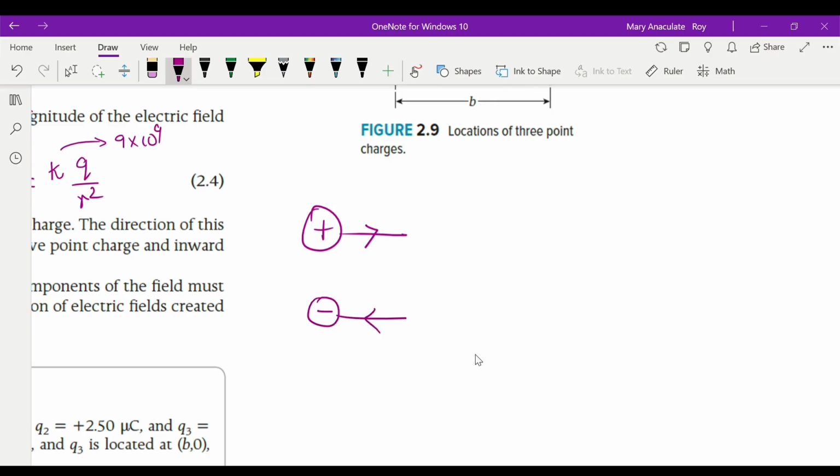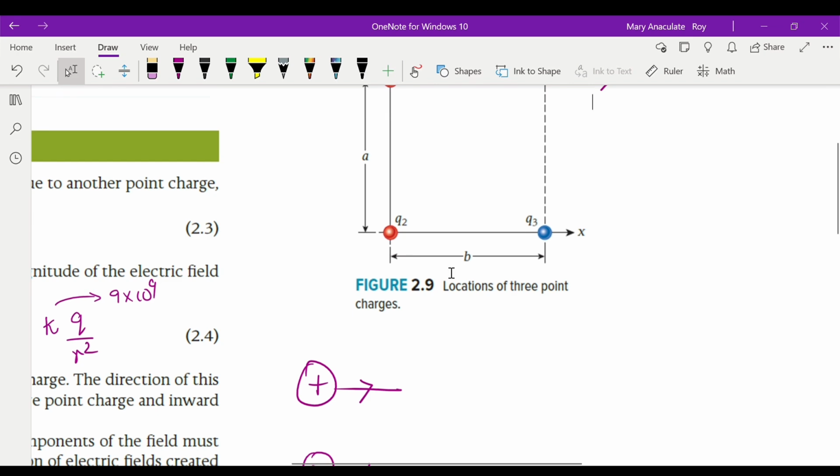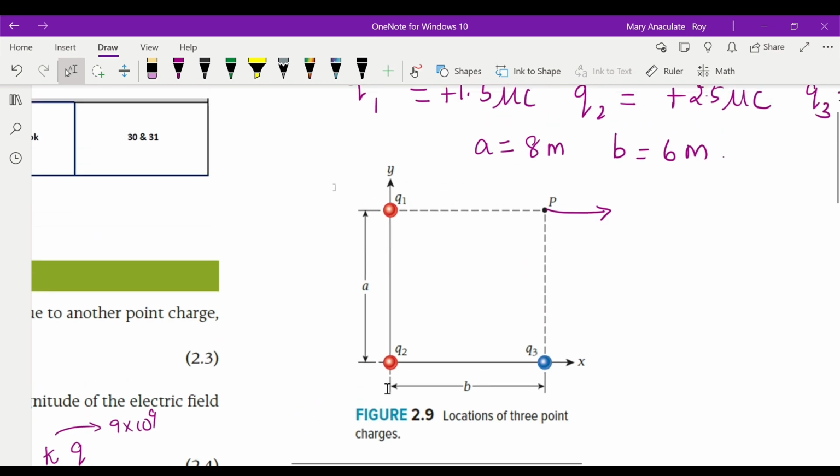So this is how you identify the direction of the vector. I've just taken the picture again. Q1 is positive, so the direction of the electric field by Q1 on P will be outwards, because it is a positive charge. So the electric field at point P due to Q1 will be to the right-hand side. You label it as E1, so electric field E1 is to the right.